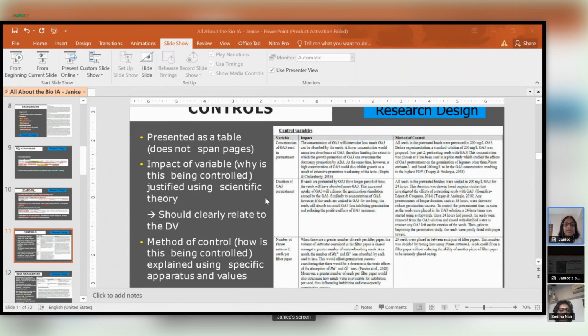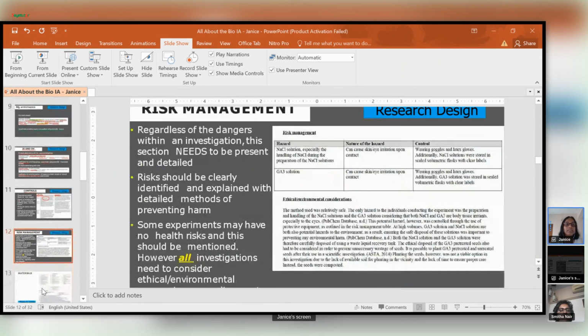Now, the next part is the risk assessment. This is something which IB is very, very particularly looking into. I told you about safety, ethical, and environmental considerations. I hope you're remembering. Yes. So that is how I'm going to proceed.